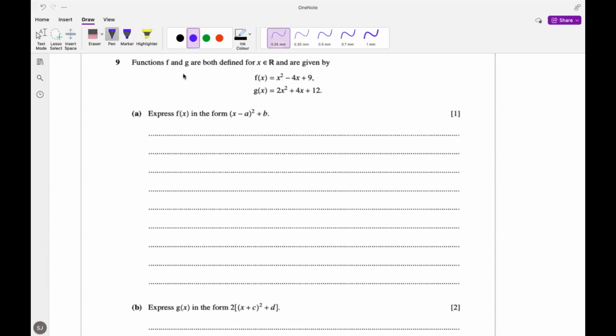In question 9, functions f and g are both defined for x as an element of real numbers and are given by f of x equals 4x squared minus 4x plus 9. G of x is 2x squared plus 4x plus 12.